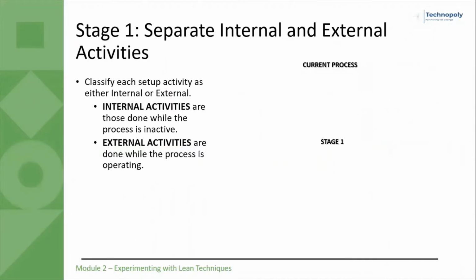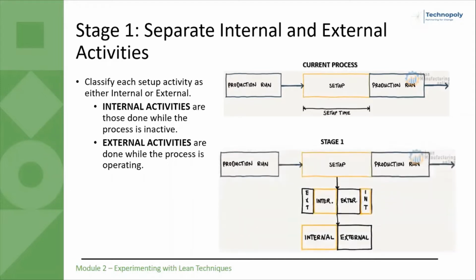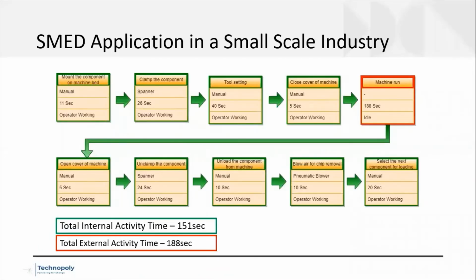In stage 1, we segregate the observed process steps in the preliminary stage as internal or external. We will divide activities in these two categories. Remember, internal activities are those done while the process is inactive. External activities are done while the process is operating. From our example, the changeover process activities for the BMC were also classified. In this case, almost all of the changeover activities are done when the machine has stopped.